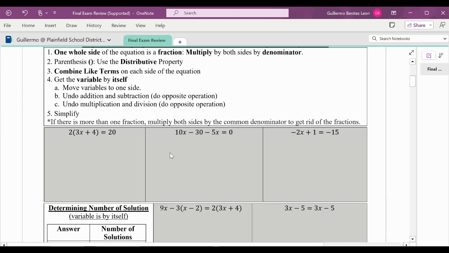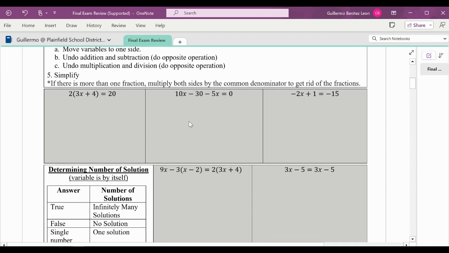Next, these first 3 are just general equations of different forms. In this first one, to solve this, you have to distribute the 2. 2 times 3 is 6x. 2 times 4 is 8. To solve this, you want to get rid of what's further away from the x, so start with getting rid of the plus 8. The opposite of addition is subtraction.